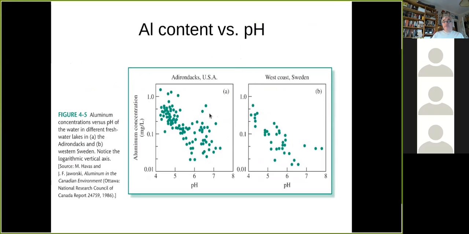There were two graphs from the US, somewhere in the US, I don't know where it is, but you can see that they have measured different lakes, and at least I can see a trend line like something like that. So the more aluminum on the y-axis here, the more acidic the water is. And it's not unique for the US. Also, the West Coast in Sweden has a similar tendency.